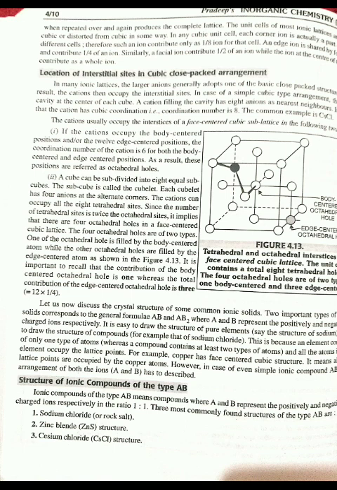Second, a cube can be subdivided into 8 equal subcubes. The subcube is called a cubelet. Each cubelet has 4 anions at alternate corners. The cations can occupy all the 8 tetrahedral sites.